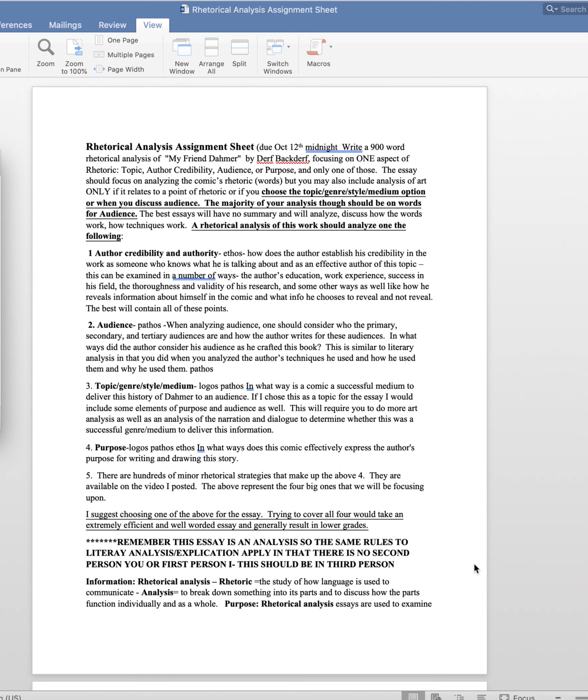Purpose has to do with logos, pathos, and ethos, but essentially, why is the author writing what she or he is writing? Why did they do it? And what is their purpose? What are they trying to get across to the reader? So you're looking at the motivations of the writer. You're looking at the writer's goals and what they hope to achieve.